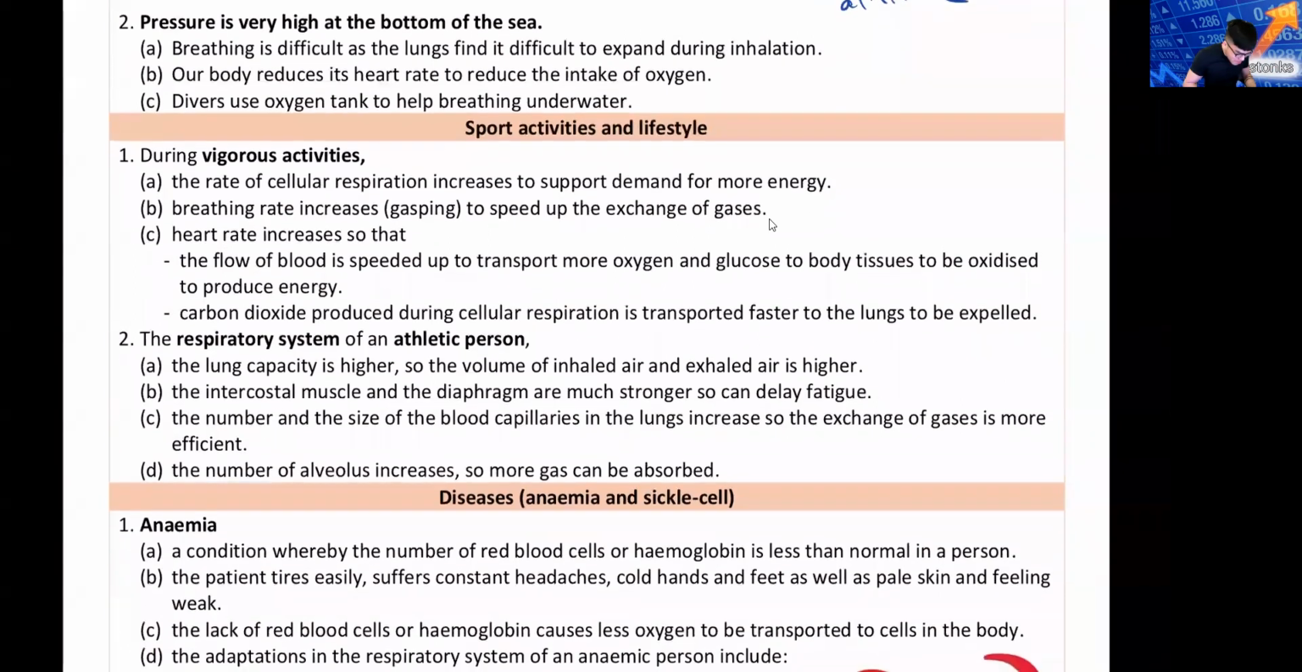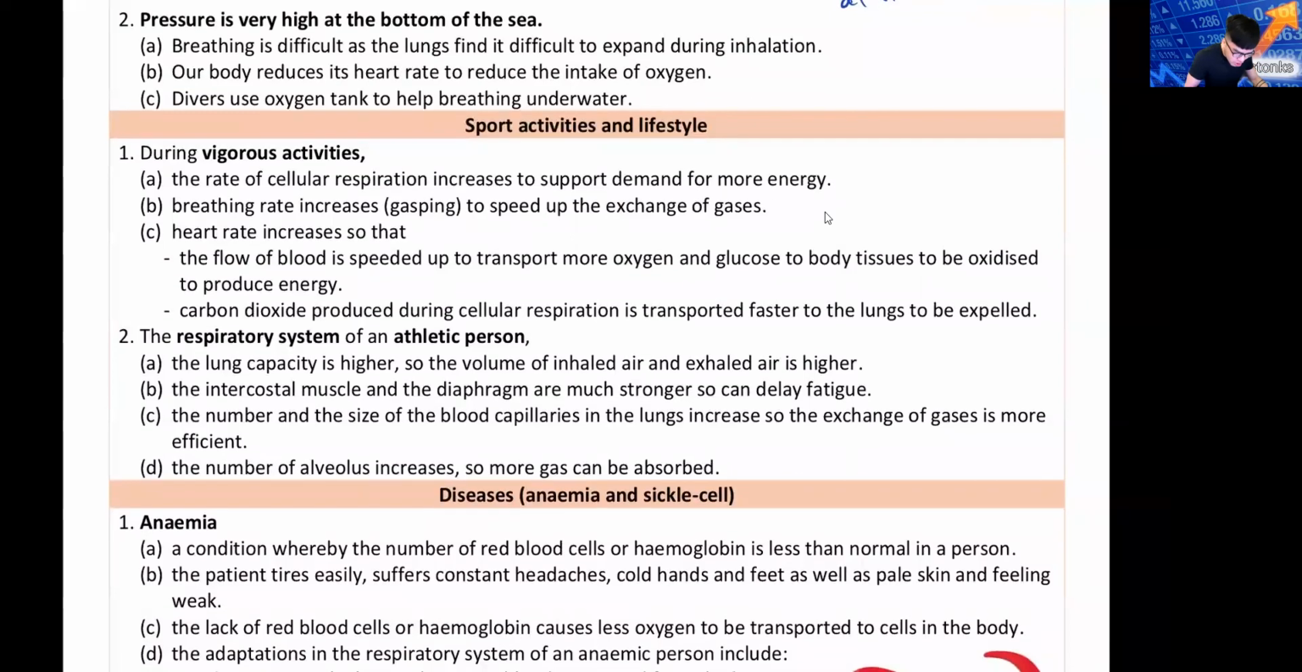All right, so anyway, the respiratory system of an athletic person. Let's say you are an athletic person. For example, you're a triathlete. Have you seen a cyclist before? Do you know how good their stamina is? A cyclist, they're crazy. Have you heard of a competition called Tour de France?